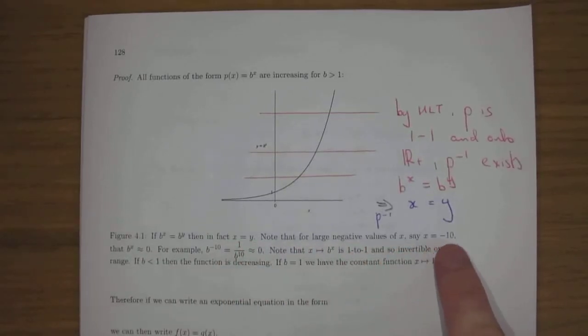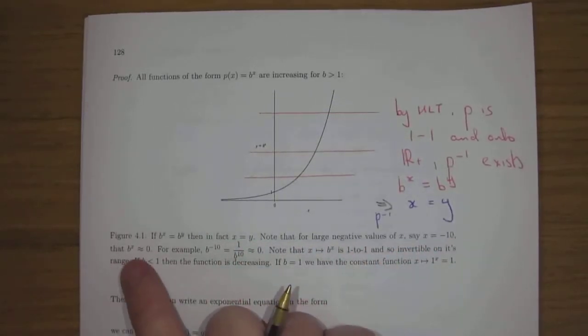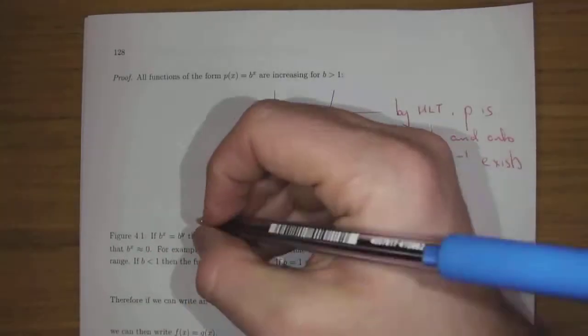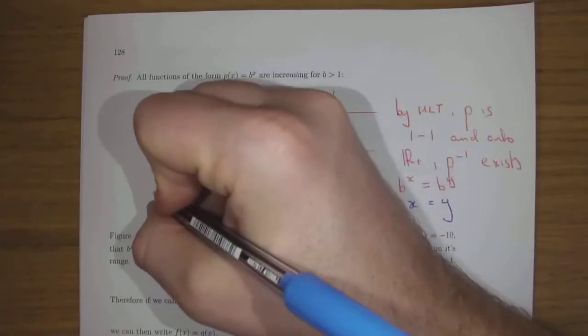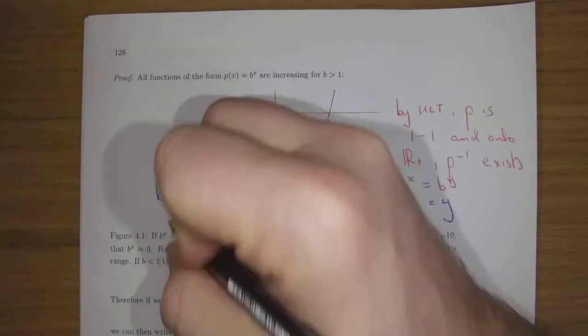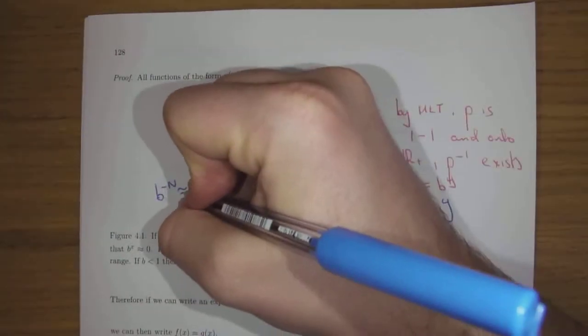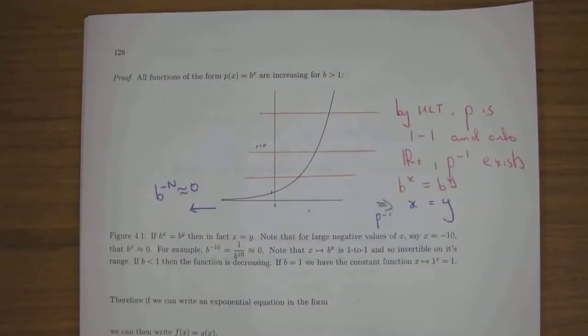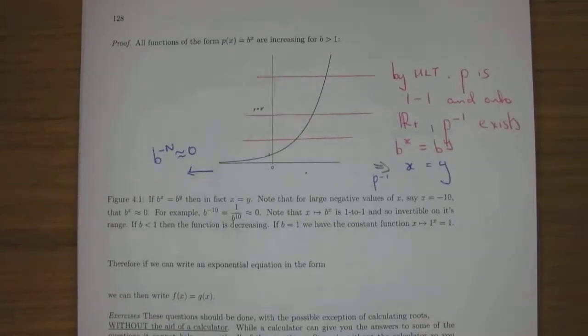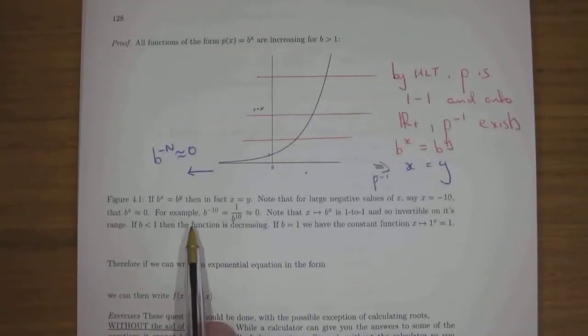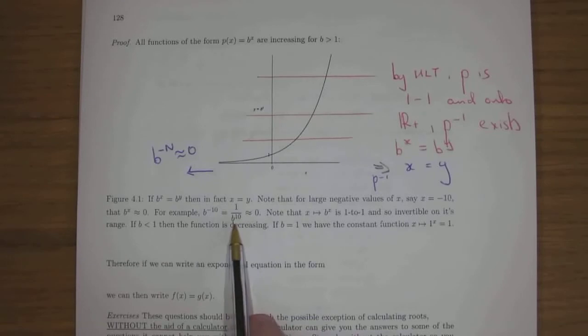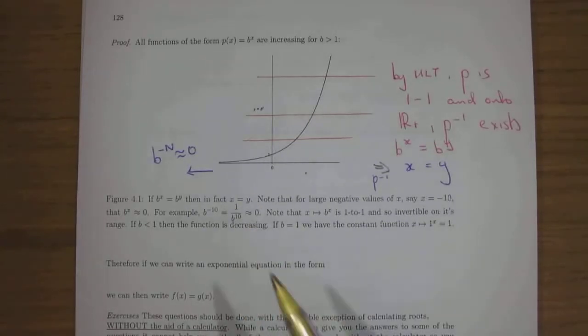Note that for large negative values of x, like x equal to minus 10, b to the x is approximately 0. So this goes to 0 in this direction. I'll write b to the minus n, where n is supposed to be some big number. It's approximately 0. Why is that the case? Remember, negative powers are division. So b to the power minus 10 is 1 over b to the 10. And if b is even 2, that's 1 divided by a very, very big number. And dividing by a big number, you get a small number.